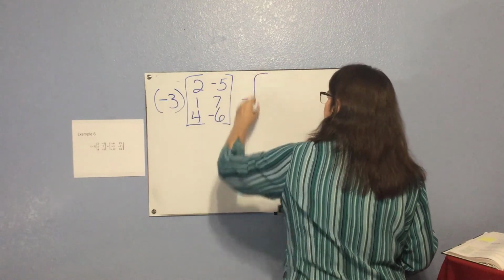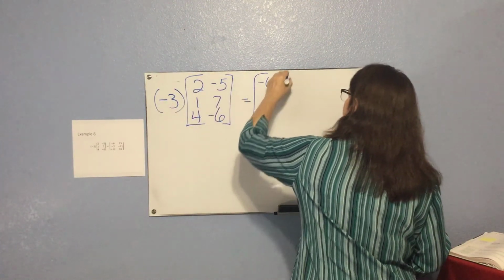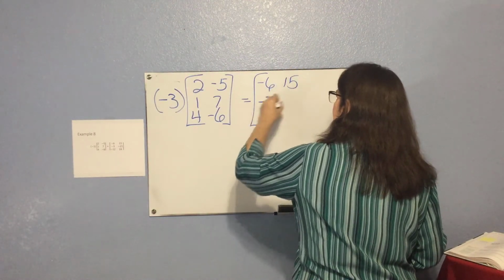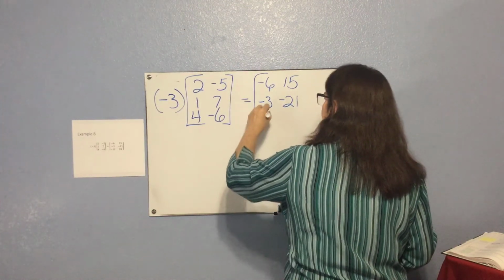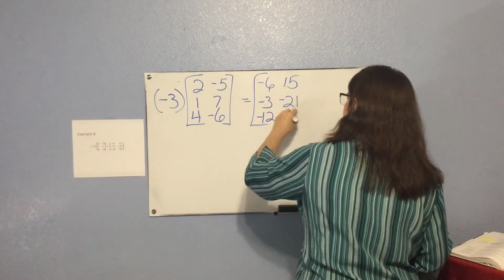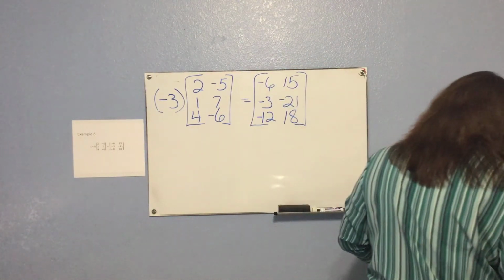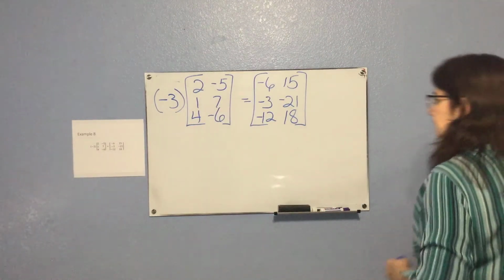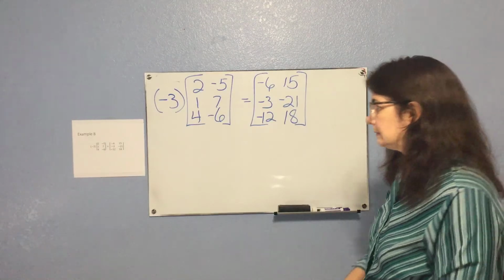-3 times 2 is going to give me -6. -3 times -5, positive 15. -3 times 7, -21, -12, and positive 18. And that's scalar multiplication. Pause your video now and work on checkpoint 8.